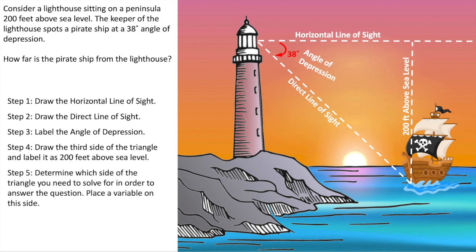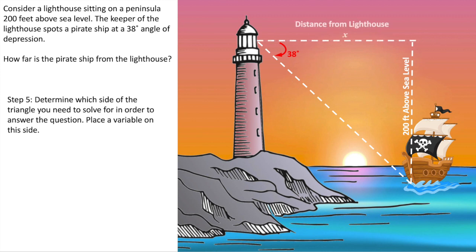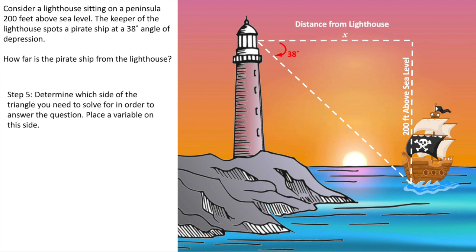Well, step 5 says determine which side of the triangle you're going to need to solve for in order to answer the question. The question wants to know how far is the pirate ship from the lighthouse. Whenever we talk about distance, we always consider the perpendicular segment between two objects. And from the lighthouse to the pirate ship is this horizontal segment that'll be perpendicular between them. So we're going to adjust these lines just to form a triangle, but we're going to want to solve for the horizontal line of sight, which will become the distance. So now we put the variable x there, saying the distance from the lighthouse, and that's the side you want to solve. So next step is to write your trig equation.